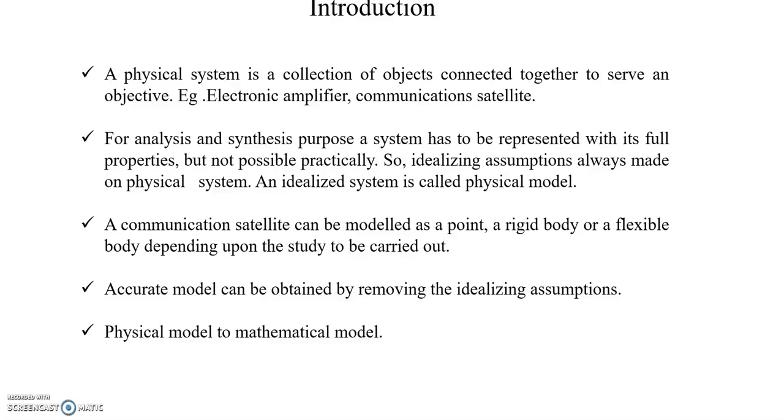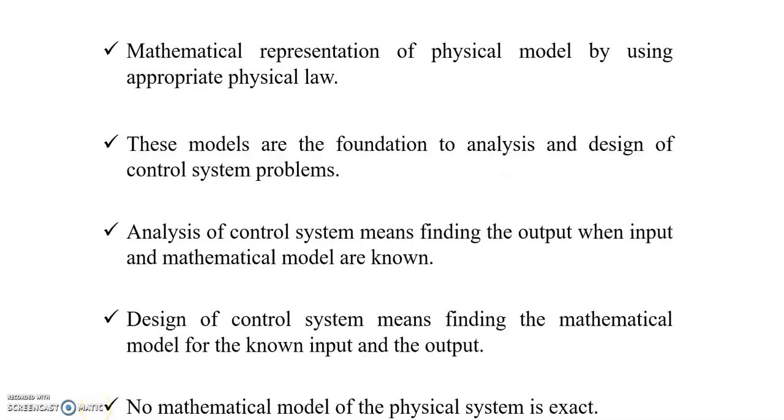An accurate model cannot be obtained by removing the idealizing assumptions, so we change the physical model to a mathematical model. A mathematical representation of the physical model is made by using appropriate physical laws. These models are the foundation to analyze and design control system problems. Analysis of a control system means finding the output when the input and mathematical model are known. Design of a control system means finding the mathematical model for the known input and output. So the mathematical model of the physical system is extracted.